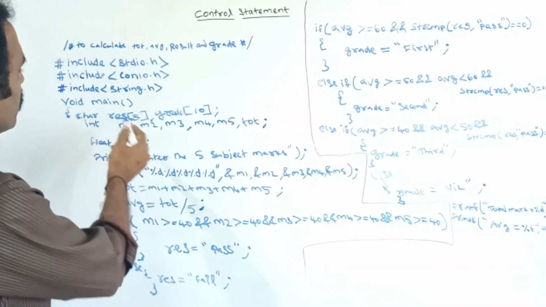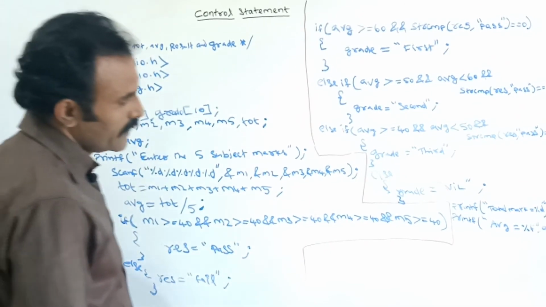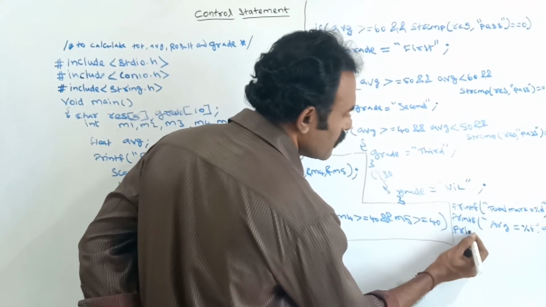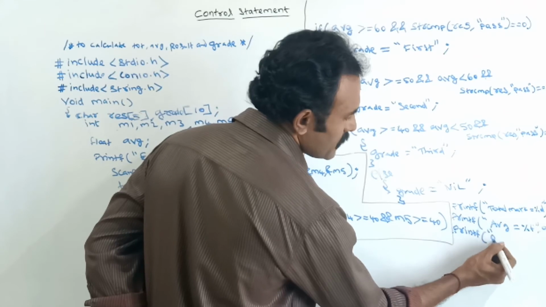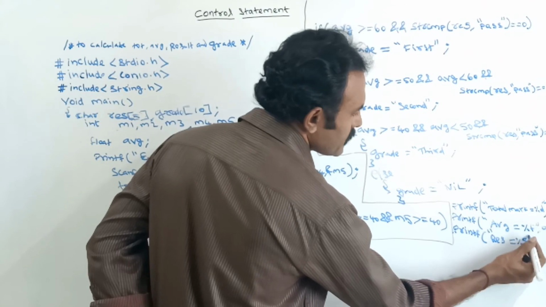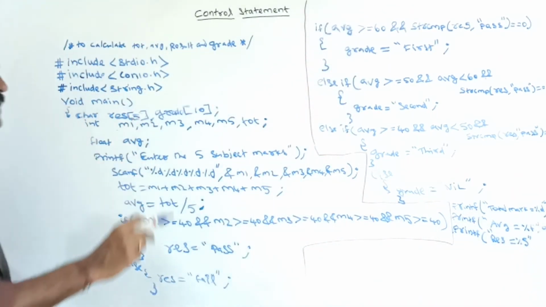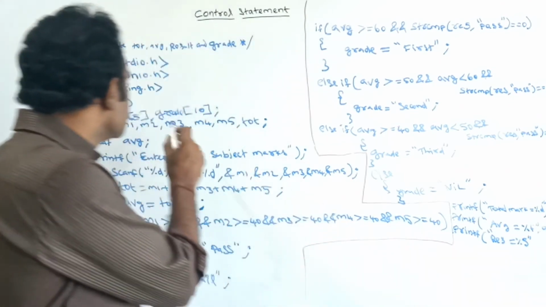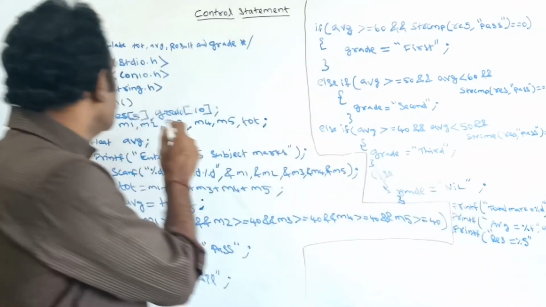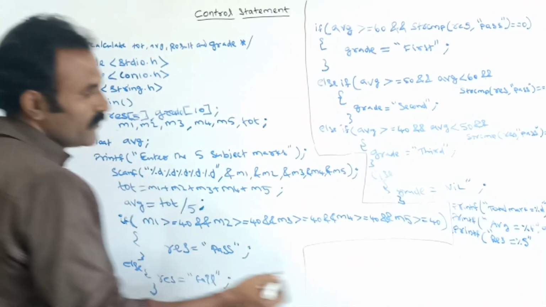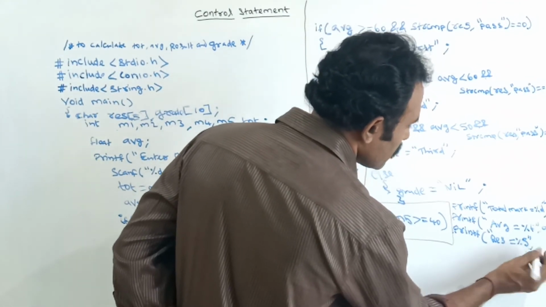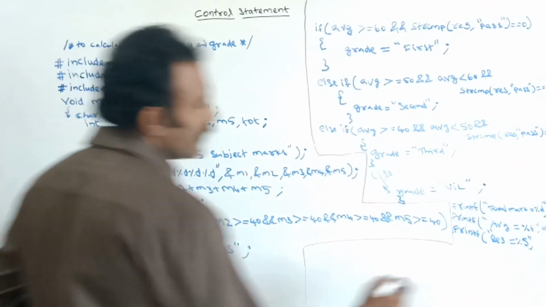Next, we need to print the result and grade, so here printf result res is equal to percentage s, because this one is string. If it is a single character, we can use percentage c. This one is a string value. More than one character we have stored in this result and grade, so here we should use percentage s. Next, comma here the variable name res.